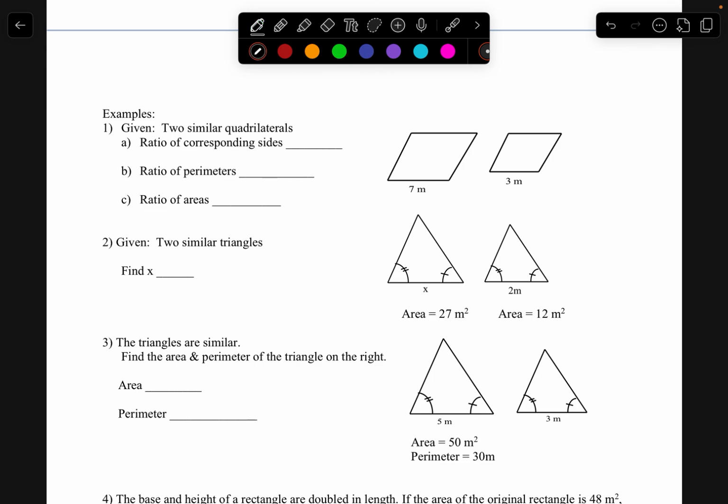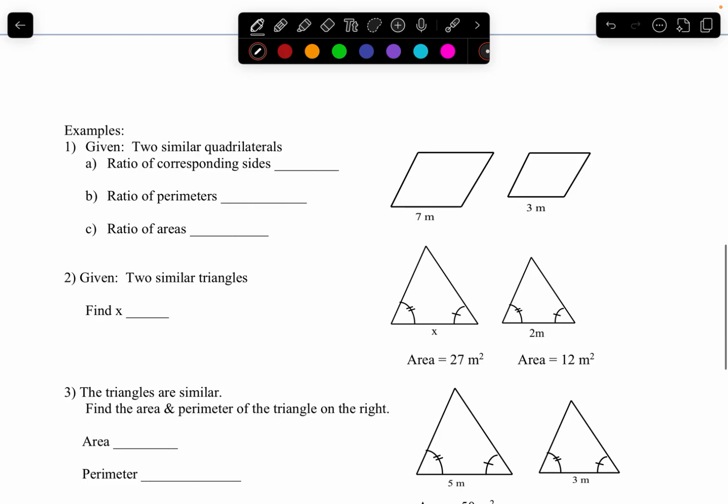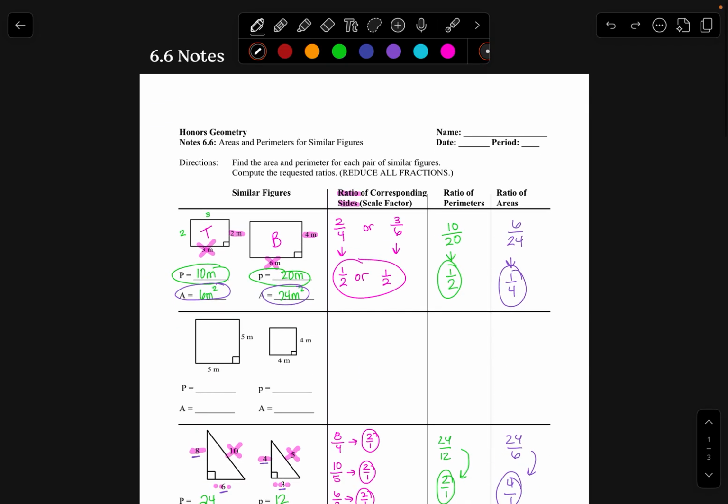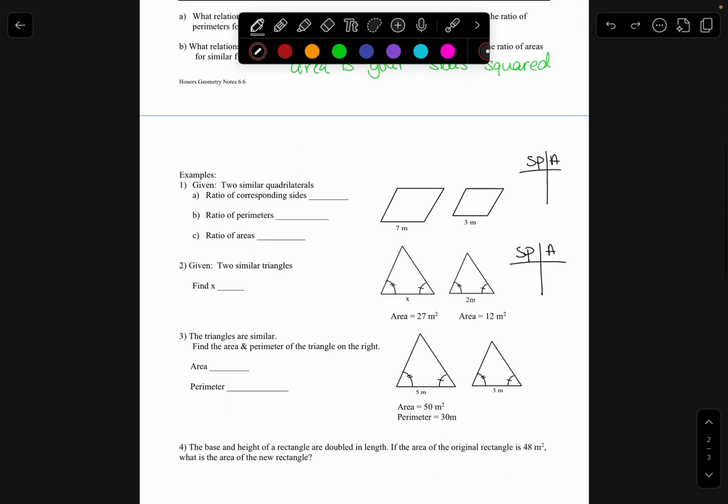Okay, so what we do is we have to set up something called a SPA chart. So anytime that we have similar figures, I want you to set up what we call a SPA chart. And what we're doing in this SPA chart is we are putting our side length and our perimeter ratios together because they're the same. And then you have your area ratio over here by itself. So even though up here we had 3 columns, remember that these first 2 columns are always the same, and then the third column is always different. So instead of making 3 columns, we just make 2. If you want to make 3, you can.